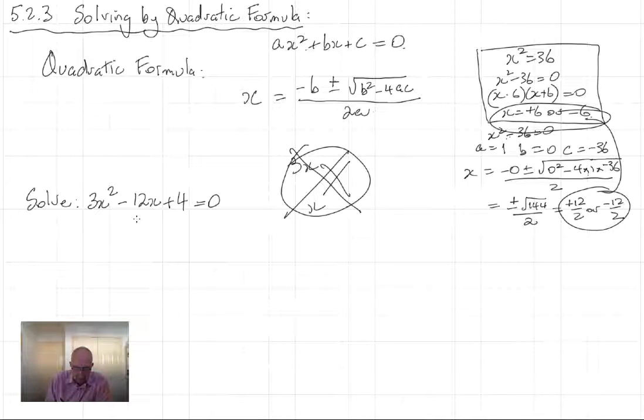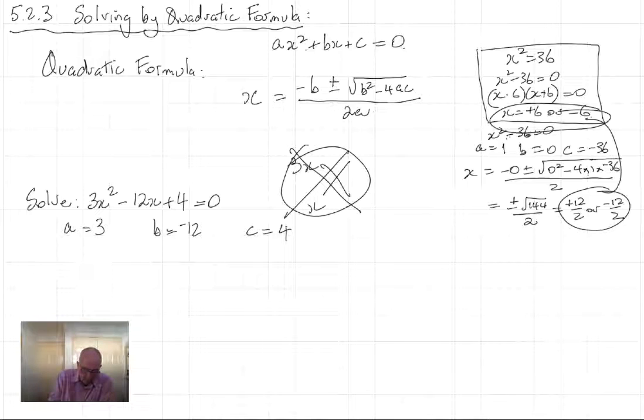I like to write the equation out first, then write out the a value, the b value, and the c value. So what is a? Now a is the coefficient of x squared, which is 3. b is the coefficient of x. The coefficient of x is not 12, it's negative 12. And c is the constant term, which is 4.